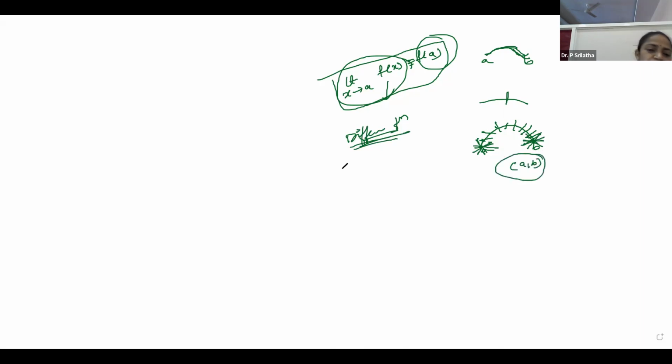Coming to the formula, if we have f of x, we need to calculate f dash of x at x equal to a. That means f dash of a must exist. So f dash of a exists, that is, f dash of x is equal to... can you tell me the formula, anyone?